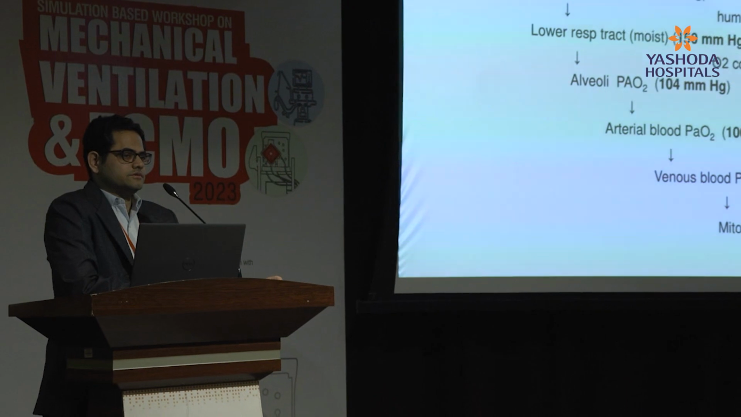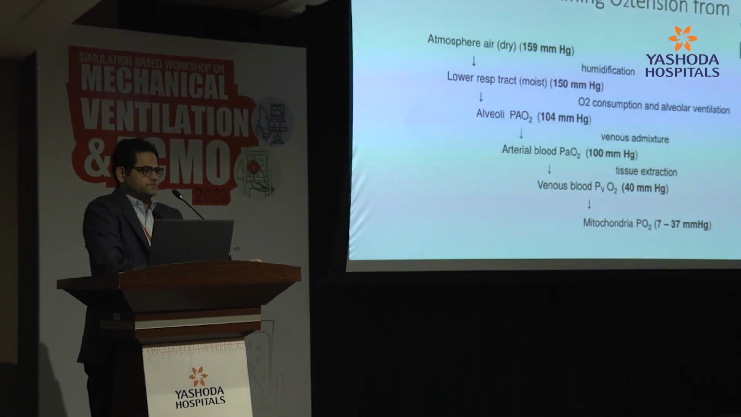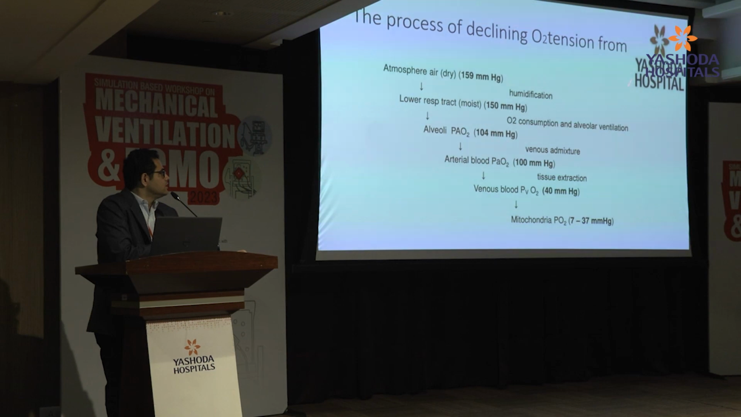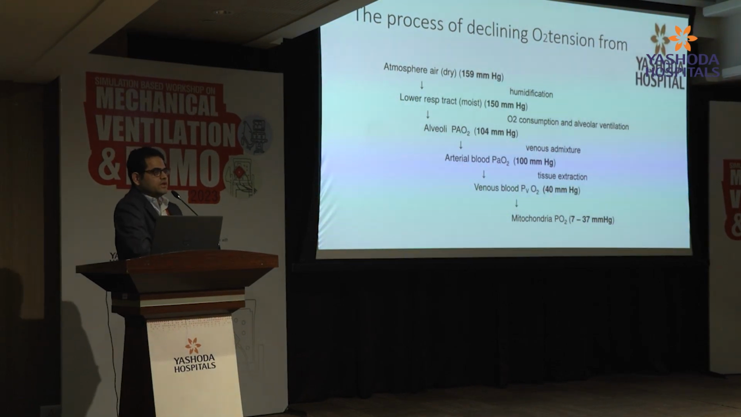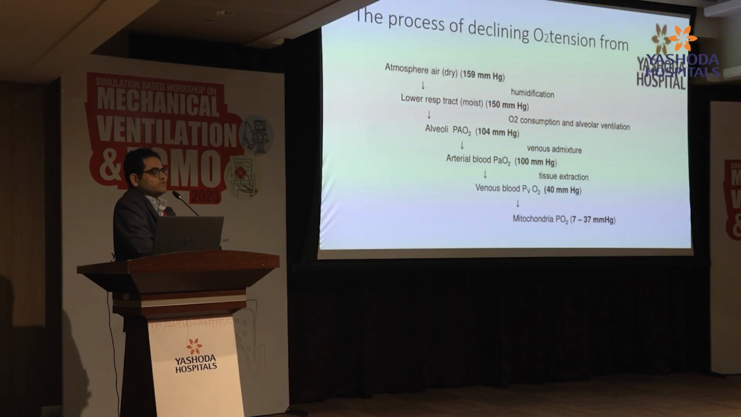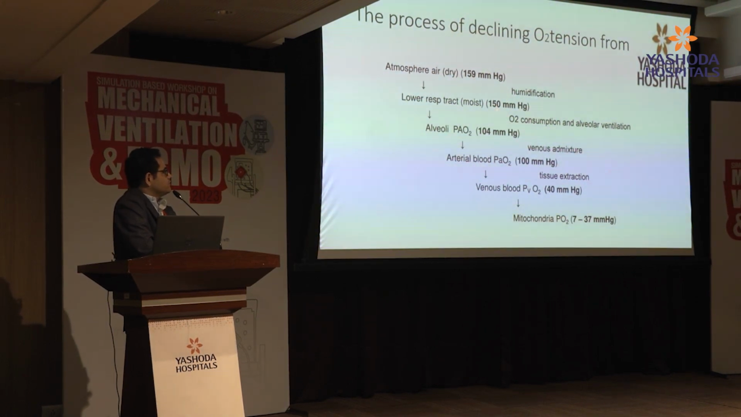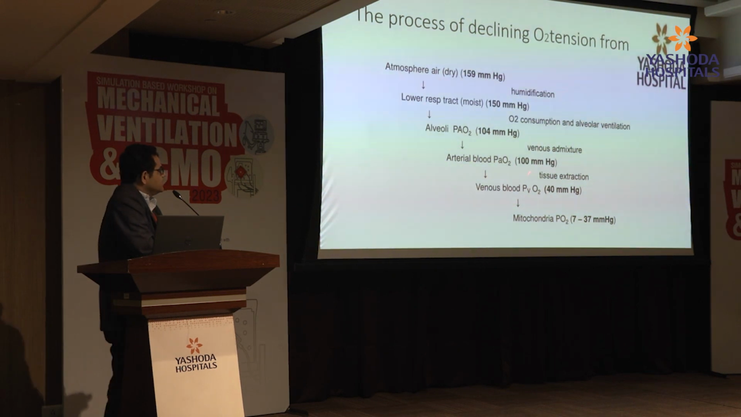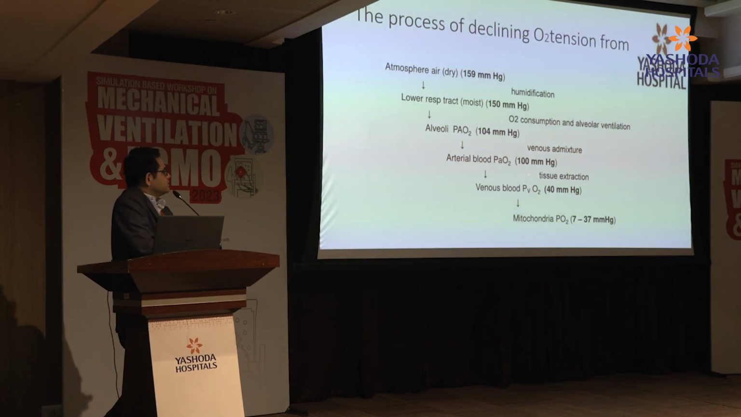A brief discussion regarding the oxygen cascade. If we see the atmospheric pressure, we consider it approximately 760 millimeters of mercury, 21% is oxygen, so the partial pressure is around 160. It gradually comes down after admixture of water vapor to 150, and alveolar at approximately 100. At arterial it is approximately 100, and at the venous and finally mitochondrial level approximately 40 millimeters of Hg.